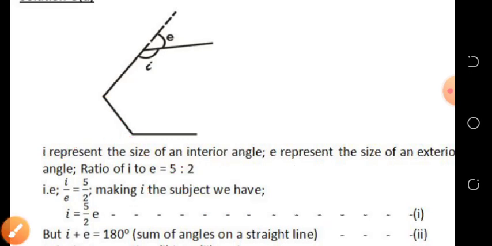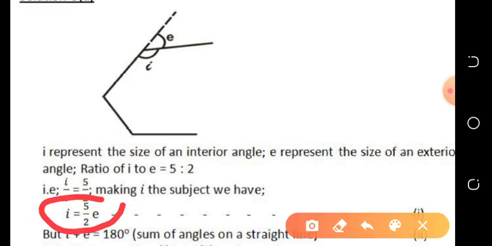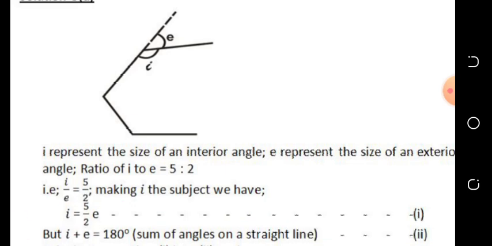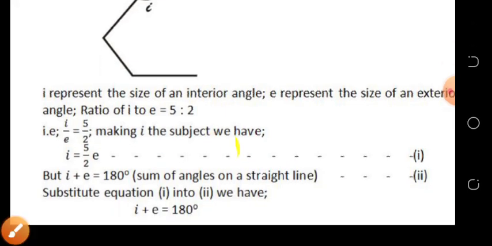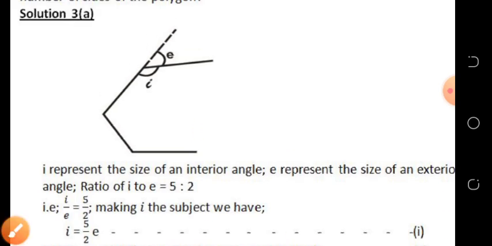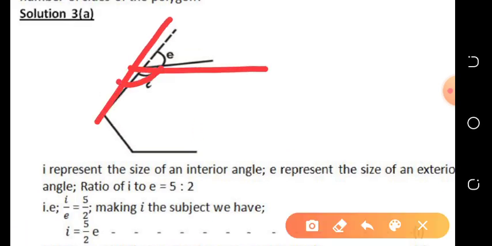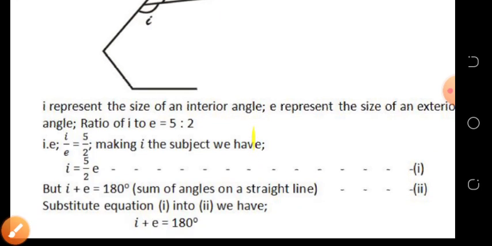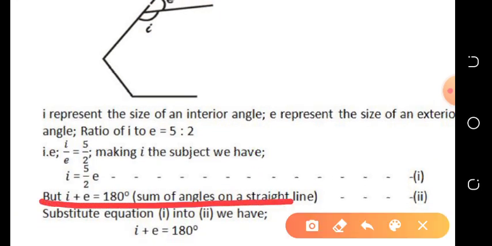And that is exactly what we have here in equation 1. But we know that on this straight line, we have angle I and angle E represented there. These two angles are on a straight line. So we have that I plus E is equal to 180, sum of angles on a straight line. That gives us equation 2.